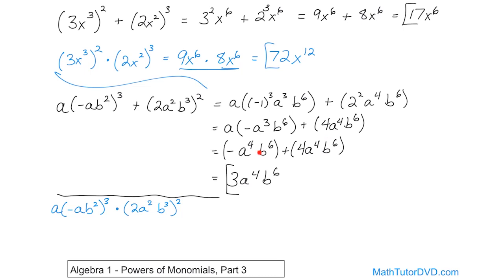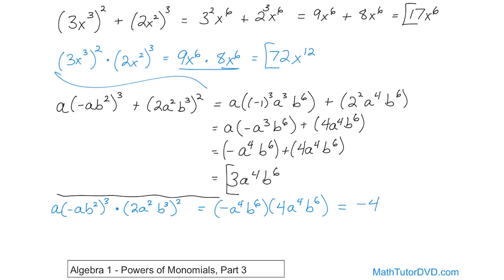So let's kind of use some of the previous work. We know that this term comes out to this, and we know that this term comes out to this. So let's kind of copy this down, and we're effectively going to be multiplying it. So it's going to be negative a to the 4th, b to the 6th, and we'll be multiplying it now by 4a to the 4th, b to the 6th. So when we're multiplying things, we just multiply the numbers. 4 times negative 1 gives us negative 4.